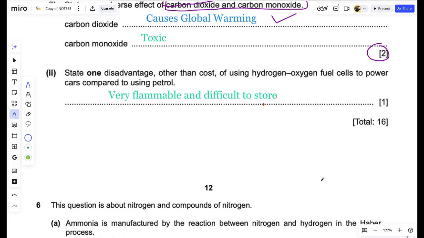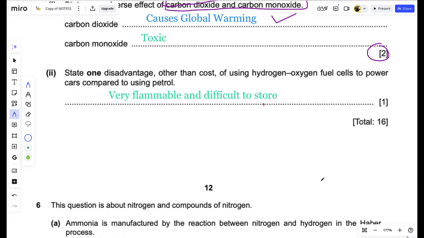State one disadvantage other than cost of using hydrogen oxygen fuel cells to power cars compared to using petrol. Now they want us to state a disadvantage. One of the problems is that it's very expensive, but they already gave you that point. They want you to state another point apart from cost. That's why we don't normally have hydrogen oxygen fuel stations where we can fill our cars, even though it's a clean gas. It's good, right?